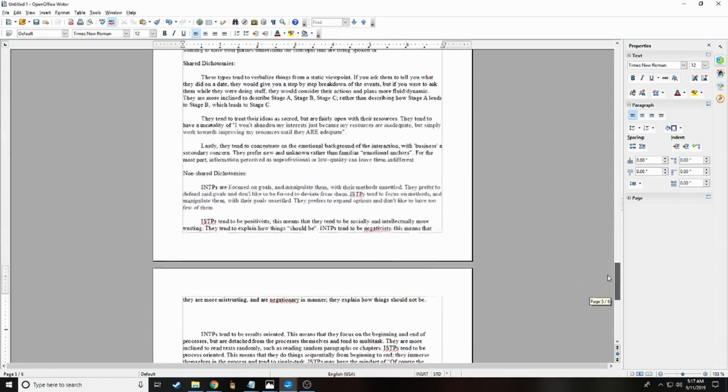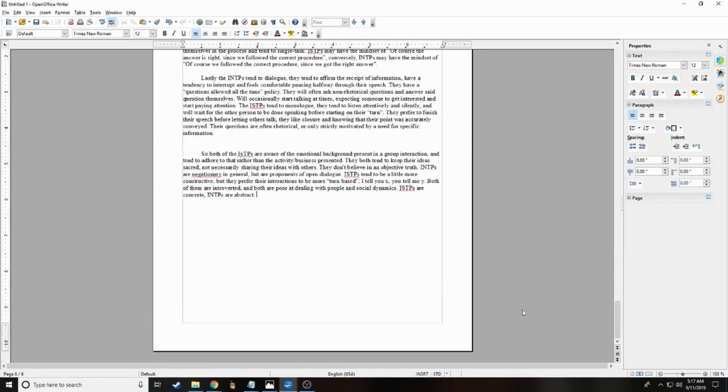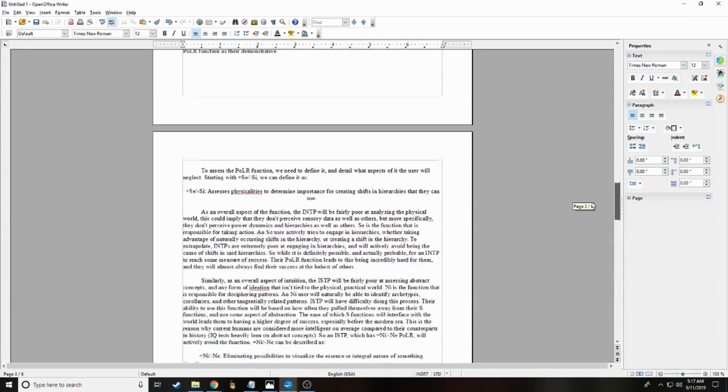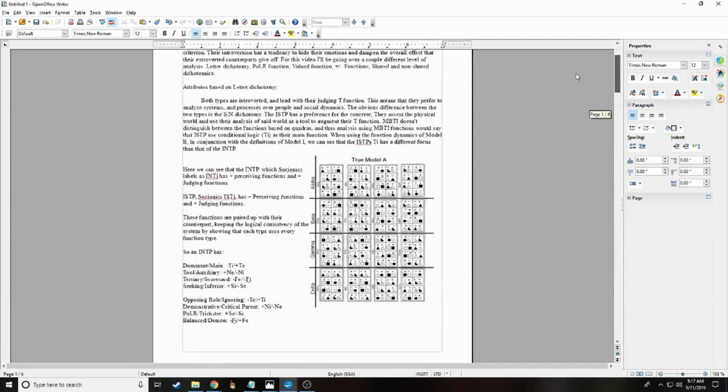We have 6 pages here, and there's a lot of things to pull from. This conclusion here is fairly short, and it doesn't encompass all of it, nor do I think it should. There's just too much here.